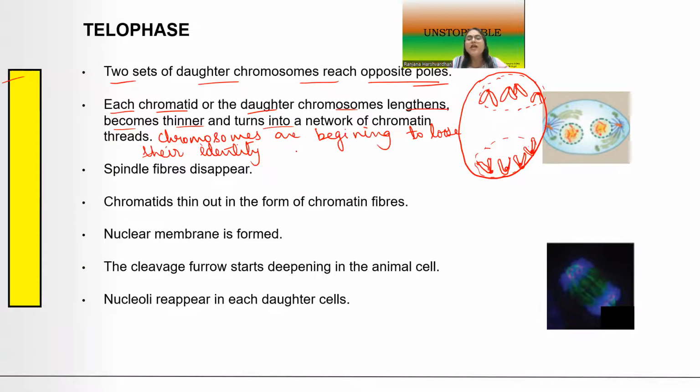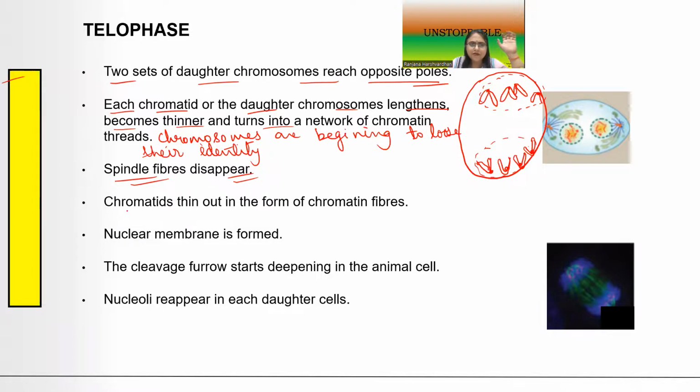फिर हमने क्या बोला था प्रोफेज में कि स्पिंडल फाइबर्स बिगिन टू अपीयर फ्रॉम द टू पोल्स ऑफ द डुप्लीकेटेड सेंट्रियोल जो कि दो पोल्स पे चले गए हैं. तो वी विल से दैट स्पिंडल फाइबर्स डिसअपीयर. देखो, बिल्कुल उल्टी चीजें, एग्जैक्ट ऑपोजिट ऑफ व्हाट वी सेड इन प्रोफेज, वी आर गोइंग टू राइट हियर इन द telophase. So spindle fibers begin to disappear.